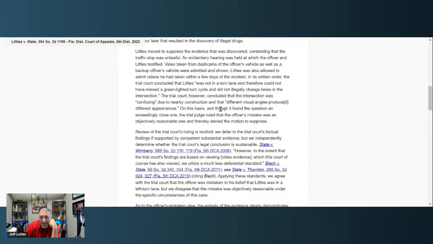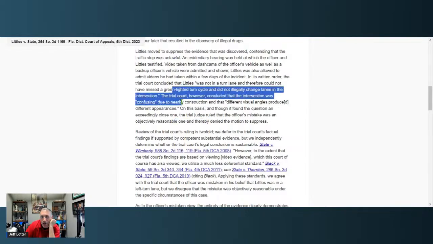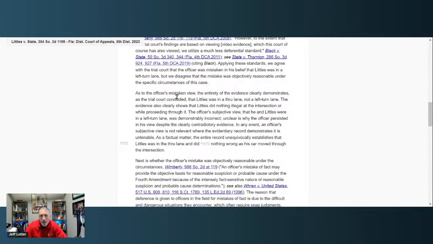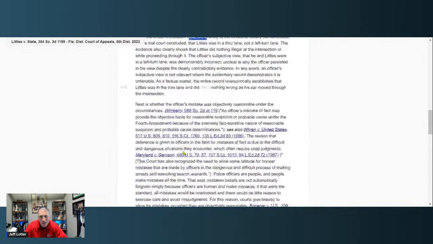On this basis, and though it found the question an exceedingly close one, the trial judge ruled the officer's mistake was objectively reasonable and therefore denied the motion. So here the court said, okay, the guy was in the wrong lane, but because it was under construction, the officer's mistake was reasonable. As to the officer's mistaken view, the evidence clearly demonstrates, as the trial court concluded, that Littles was in the through lane, and so on.